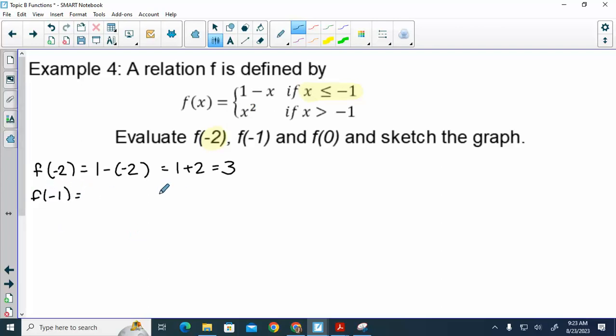F of negative 1. Which one do we plug negative 1 into? First one again because of the equal to. So 1 minus negative 1 is 2. F of 0, which one do we put 0 into? So 0 is greater than negative 1. So 0 squared is 0.